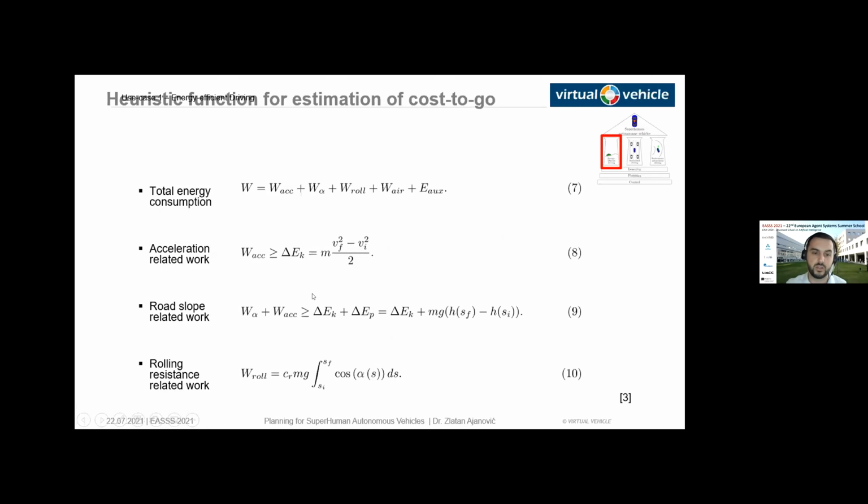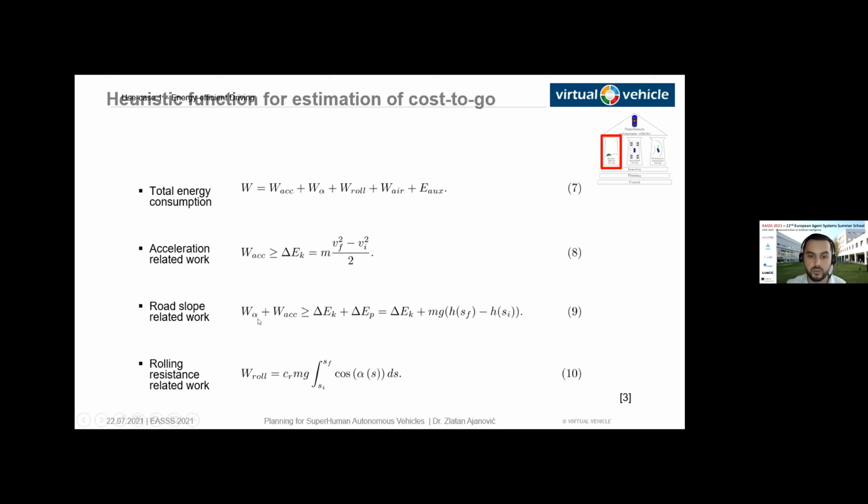And for the acceleration related work, to get the underestimating heuristic function, the acceleration related work is always higher or equal to the difference in kinetic energy, if we consider the vehicle on a flat road. So always in between two different states. So in one state we have the vehicle with velocity, for example, 50 km/h. In other case, the vehicle with velocity 100 km/h. Always the used work for the acceleration is higher than or equal to the difference in kinetic energy. So we only have the losses in the motor, and the losses are always negative or zero.